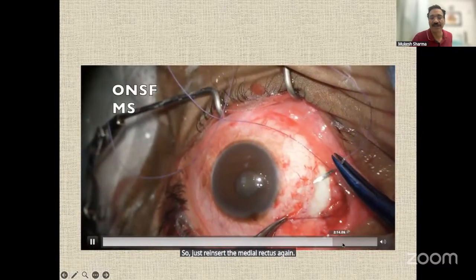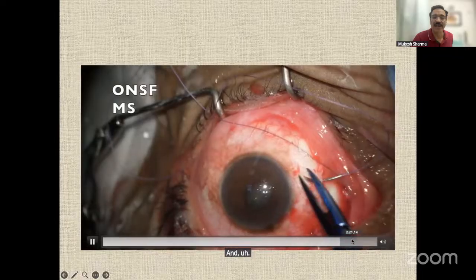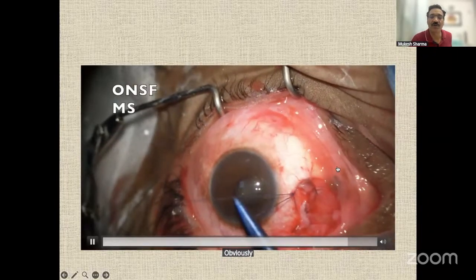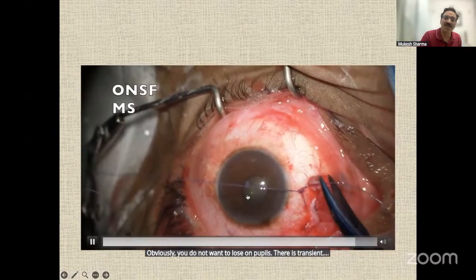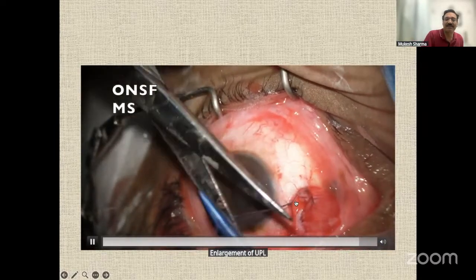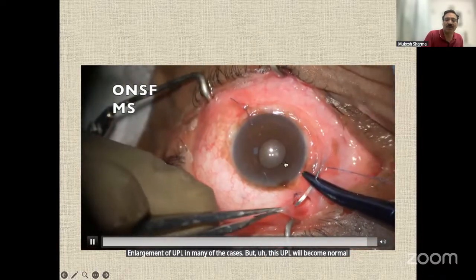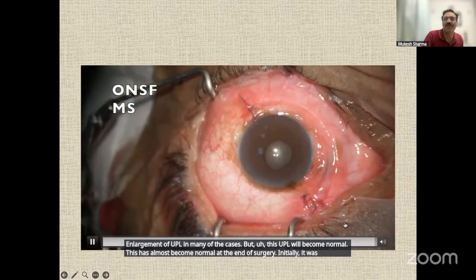It's a fairly simple surgery, but generally I do it under general anesthesia because obviously you do not want to lose one pupil. There is transient enlargement of the pupil in many cases, but this pupil will become normal. This has almost become normal at the end of surgery. Initially, it was more enlarged.